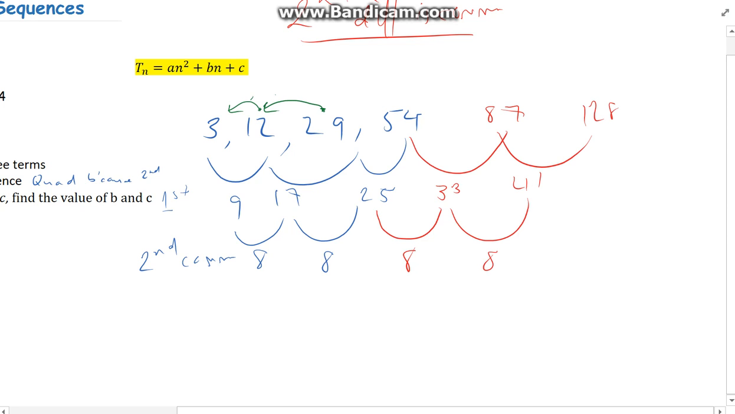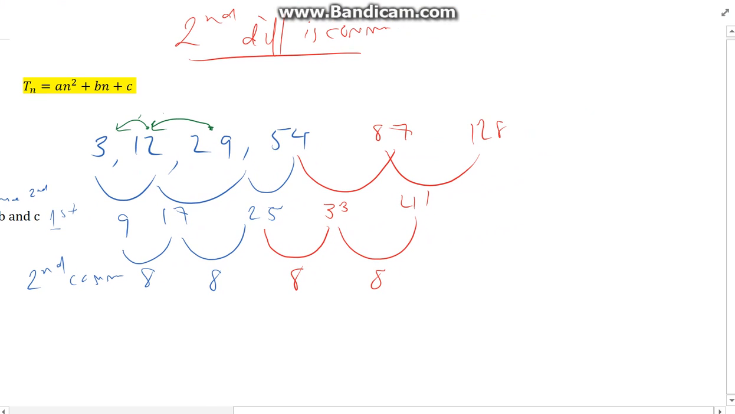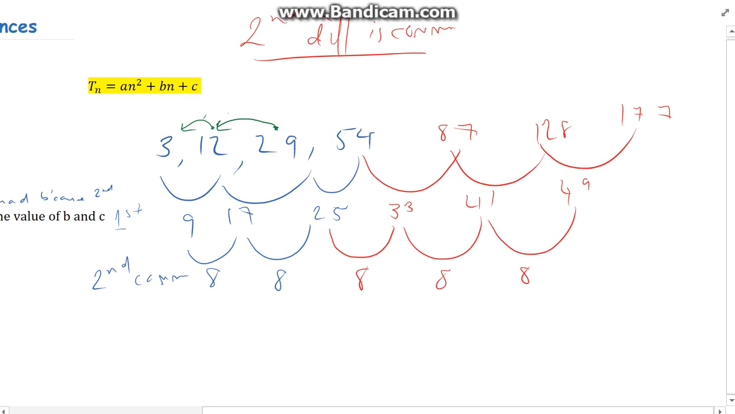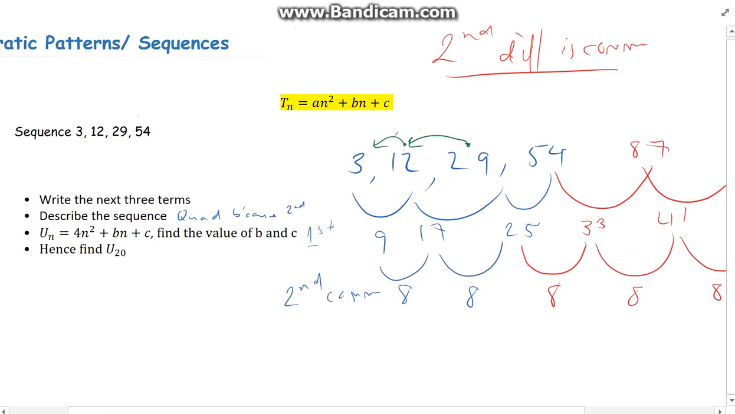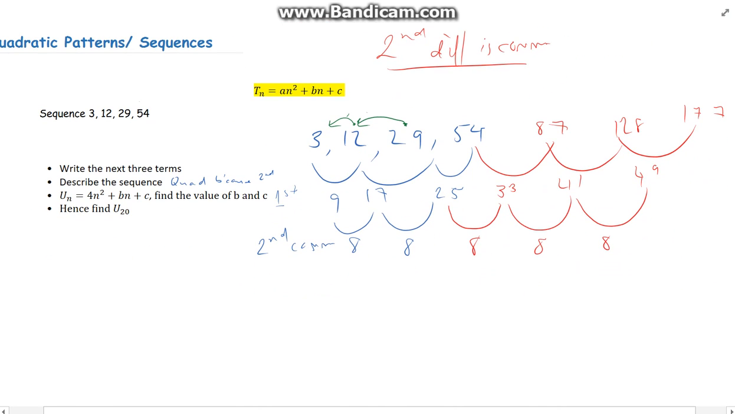For the last one, we add our second common difference, which is 8. So we have 41 plus 8, which is 49. Add 49 to 128, so 128 plus 49 is 177. So you have your 3 next terms. Your next 3 terms then are 87, 128 and 177.